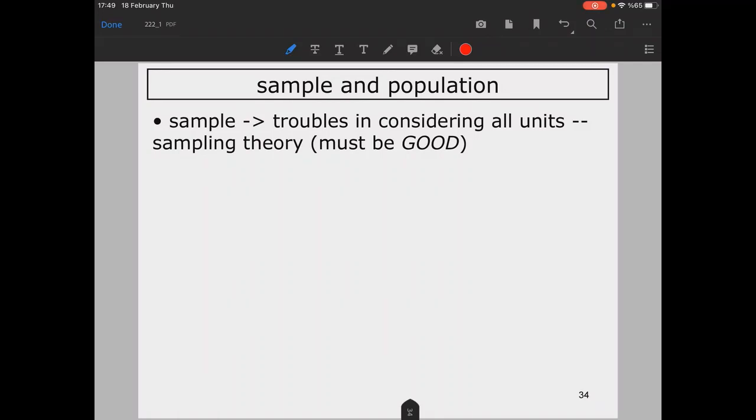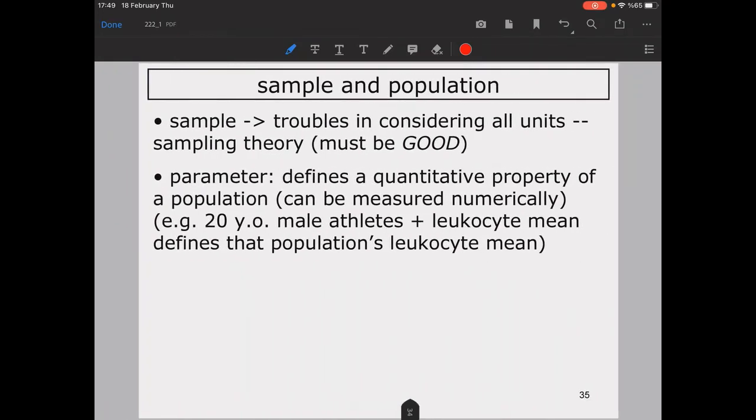How you take those samples to represent that population is within the scope of a whole other expertise, which is called sampling theory. It must be good. So your samples should reflect the population. Otherwise, what you predict about the population can be biased.